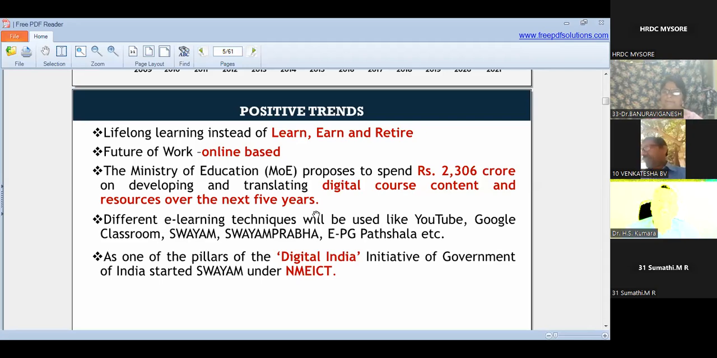Then another interesting component: the Ministry of Education has proposed to spend almost 2,300 crores on developing and translating digital course content and resources over the next 5 years. We have a stake in this, because as teachers, the teaching fraternity has a share, since so many crore rupees are being spent on creating digital courses and content.